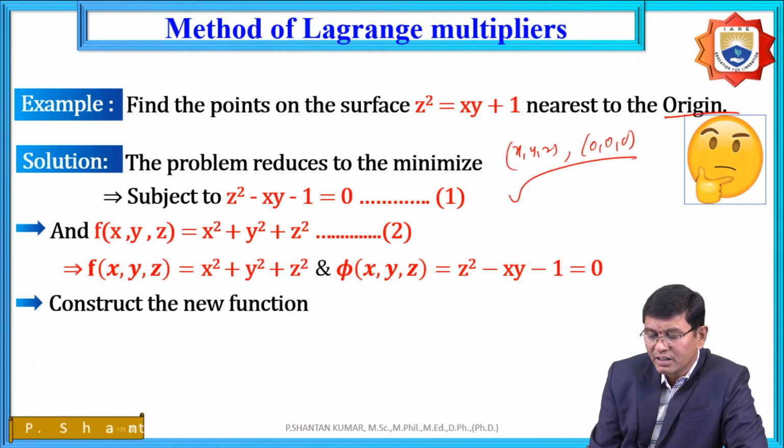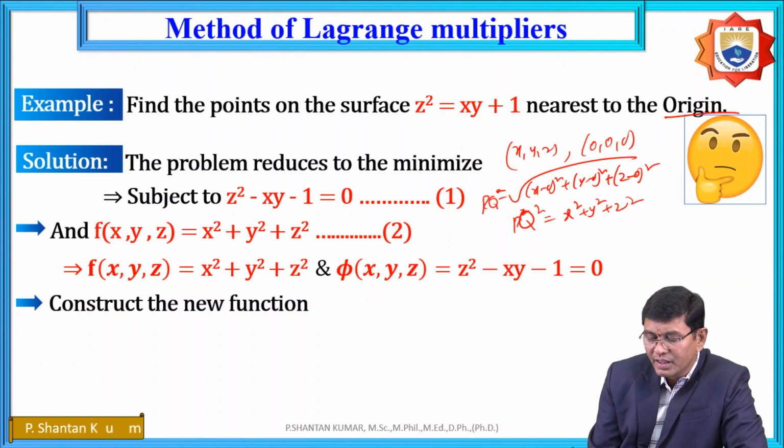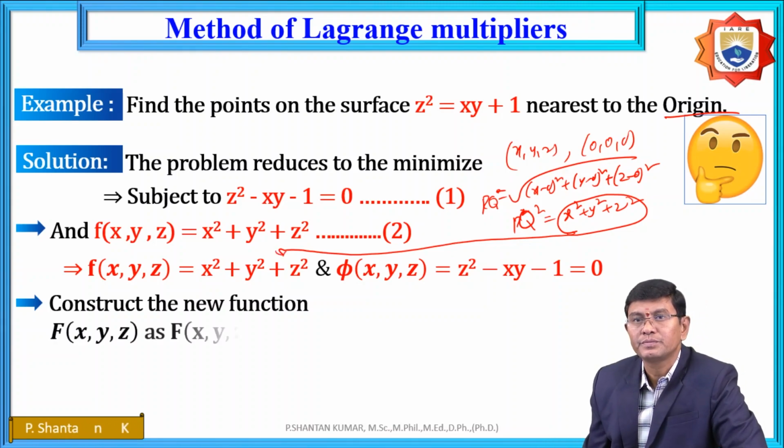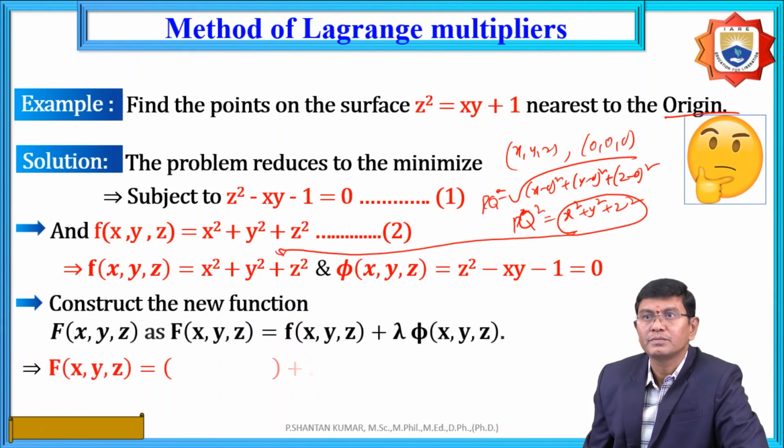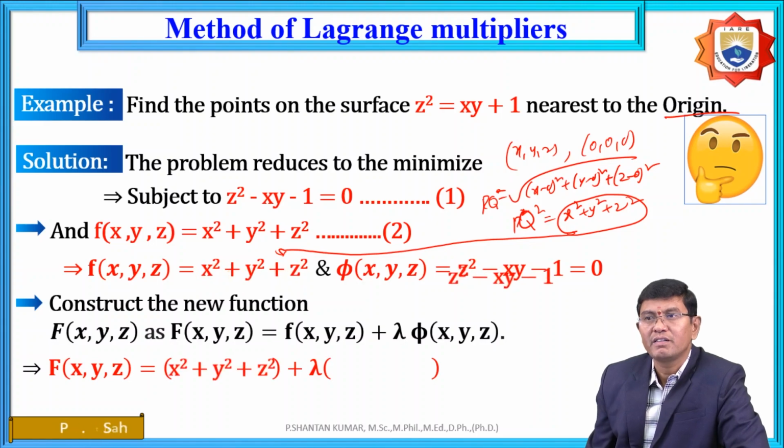While we are finding the distance in between, that is the root of x minus 0 whole square plus y minus 0 whole square plus z minus 0 whole square. And again here that is the PQ value. When you are squaring, PQ square is nothing but the square root eliminated. x square plus y square plus z square is the equation. This value can be applied. Consider this as the function f, not given in the problem. That value we can replace.